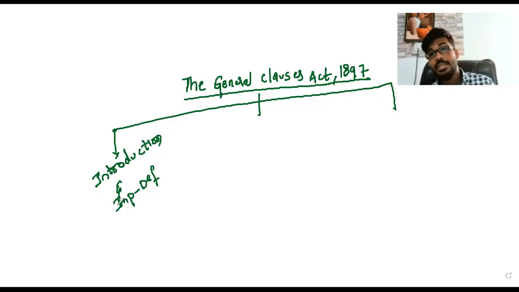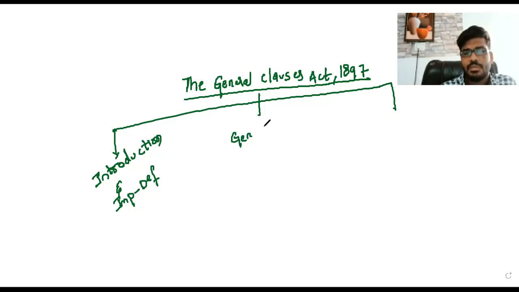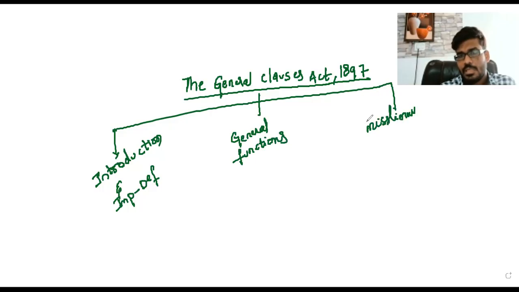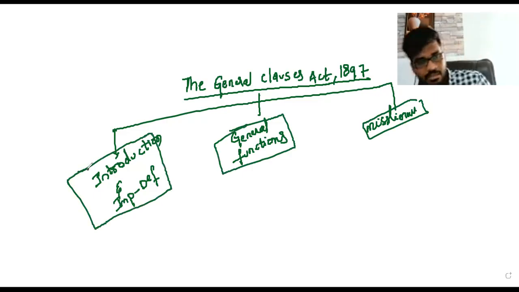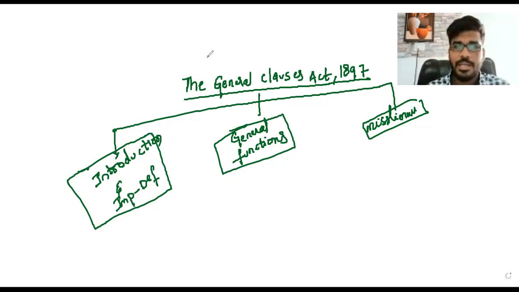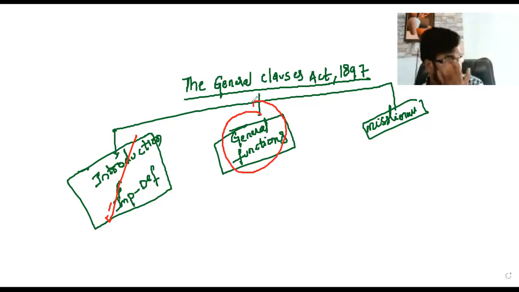So after that, the second category is the general functions related to that. And the last one is miscellaneous. So like that, these are the three categories of the General Clauses Act. Out of that, the first part, introduction and important definitions, we have completed. Today we are basically concentrating on a few matters related to the general functions, or the general matters related to the General Clauses Act.